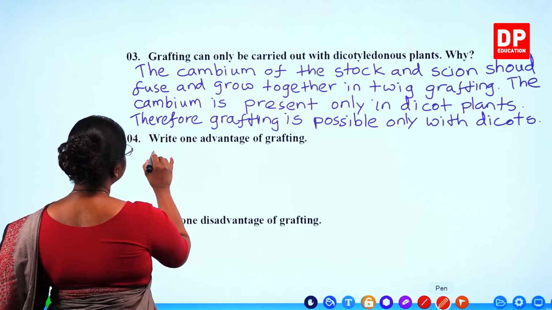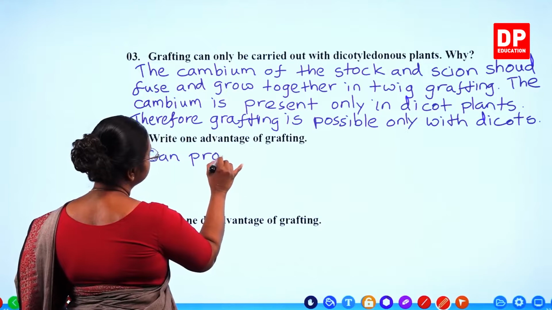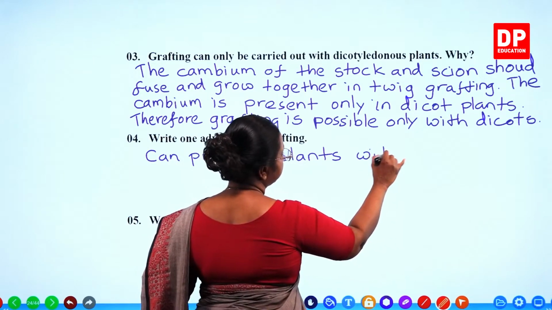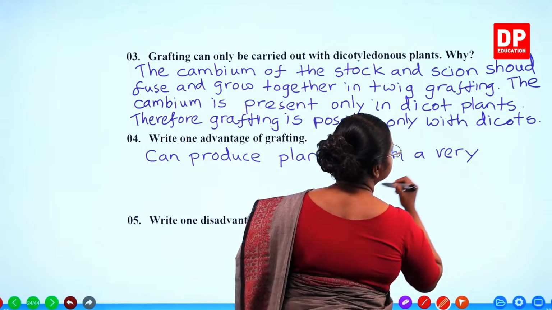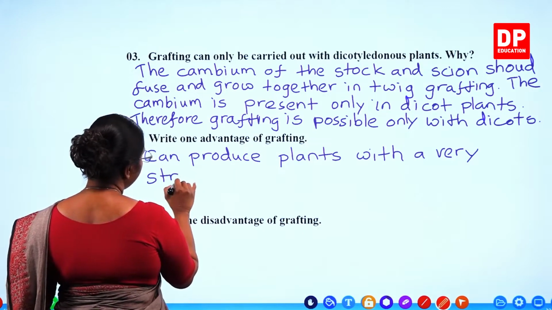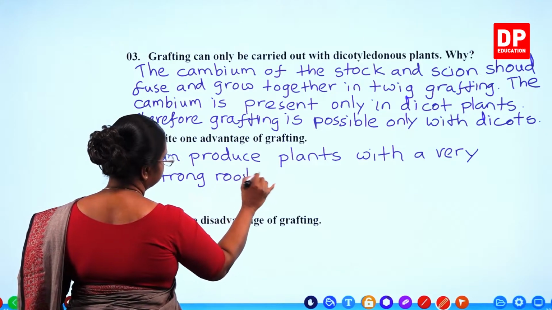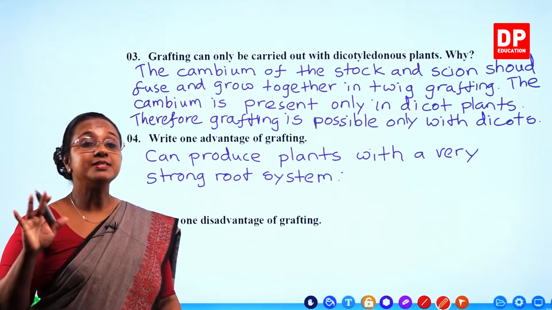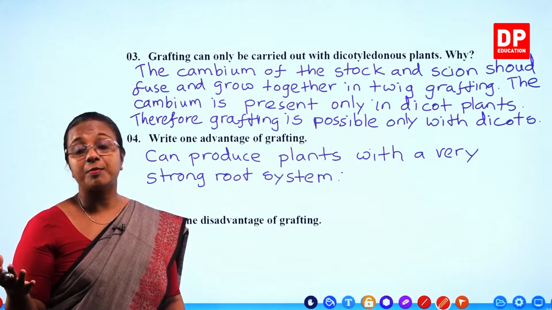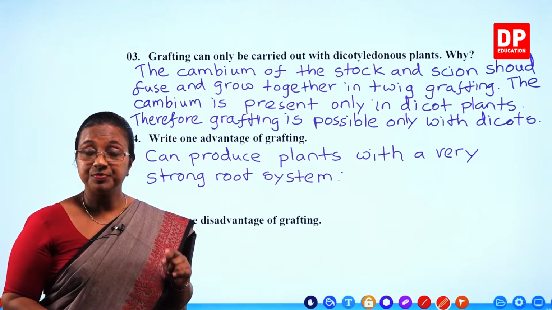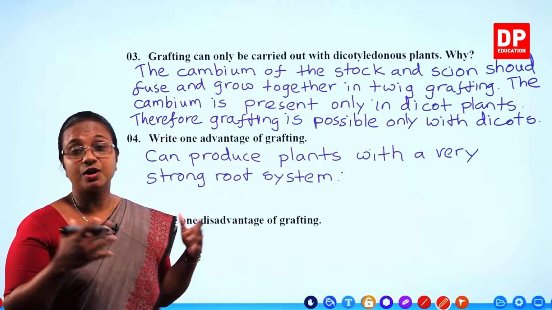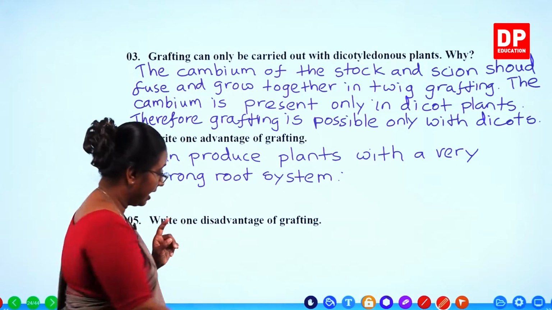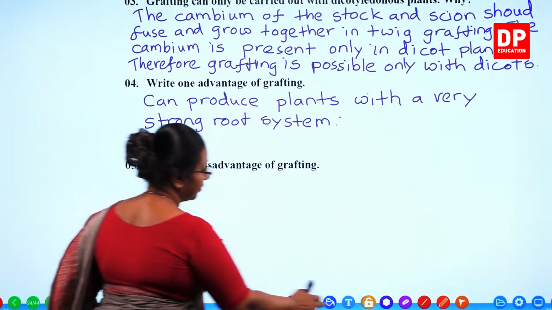So, we can say, can produce plants with a very strong root system. Then you can say plants that do not produce seeds or fruits can be propagated successfully by this method. And also we can combine characteristics of two different plants. Those are advantages of grafting. I have written down one advantage. Then the next one, next part of the question.